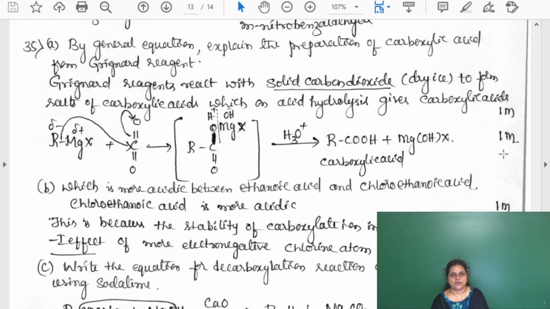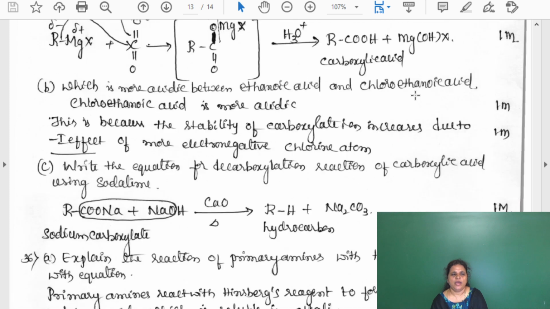If you take an example, there won't be marks. RMgX, so the negative part adds on to the positive carbonyl carbon, then the shifting of this bond takes place and you will get this compound, and this is attacked by the negatively charged oxygen. So you'll get this addition product, RCOOMgX, which on acid hydrolysis you'll get carboxylic acid and the magnesium hydroxy halide, that is the byproduct. So 1 mark is for equation and 1 mark is for explanation.